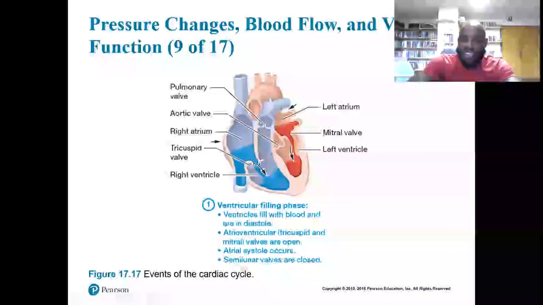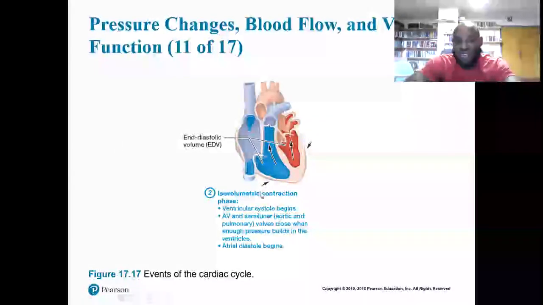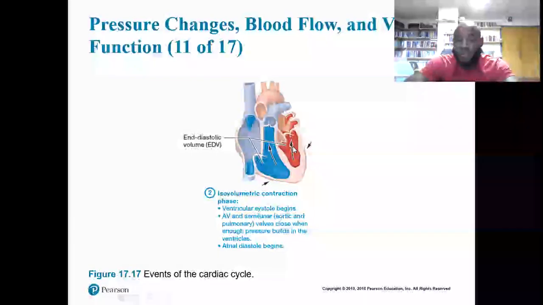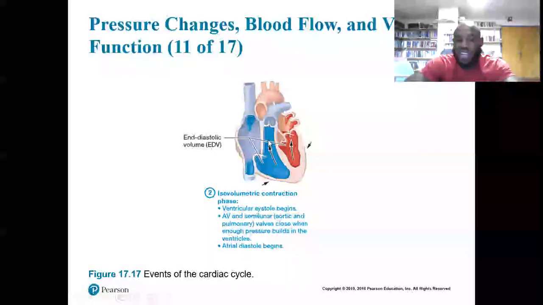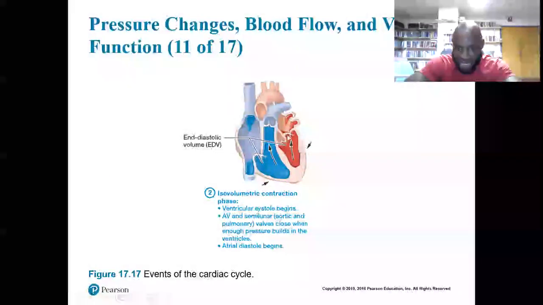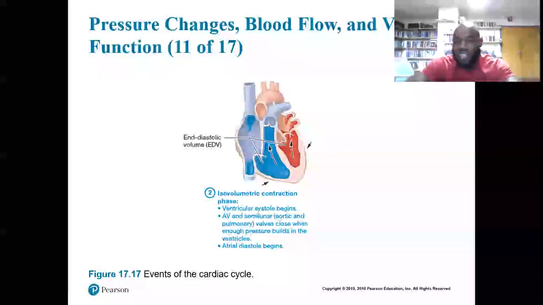Once you get to part 2, these valves will close, which I think is on the next slide. Here we go. Isovolumetric contraction. The pressure increases in the ventricles. The AV valves, tricuspid and bicuspid valves, will close. But this phase is called isovolumetric because the actual volume, the blood in the ventricles, doesn't change yet. No more blood is coming in, no blood is leaving just yet. You just are increasing the pressure.